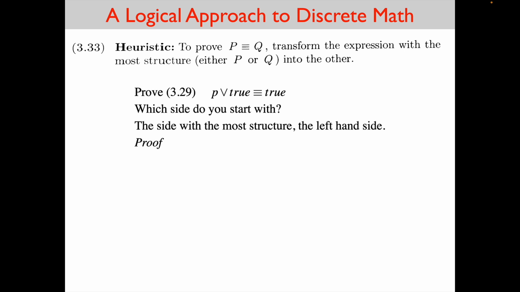So here's our proof. We write down the word proof, and if you're doing this on paper, by hand, you underline that word proof. Okay. And we start with the left-hand side. So we start with P or true. Now, the first step in this proof is to use 3.3 with Q replaced by P. Maybe we should take a minute and go back and see what 3.3 is with Q replaced by P.